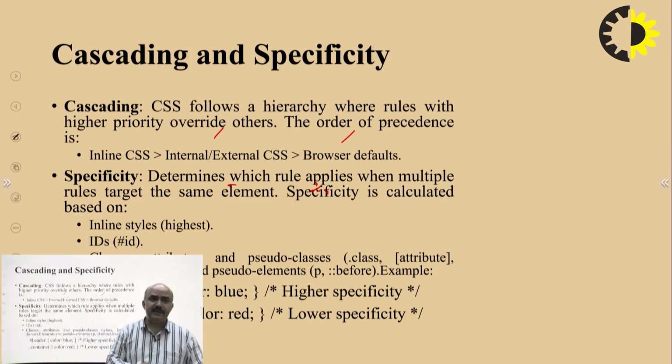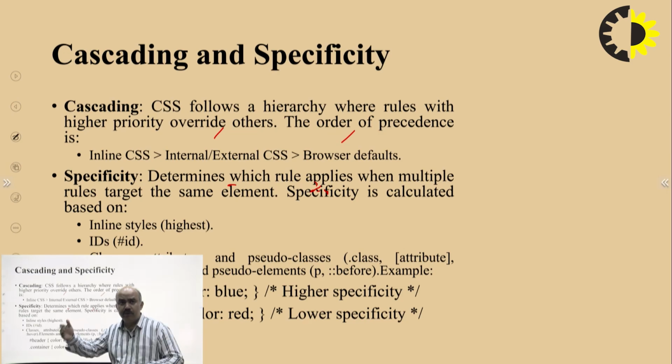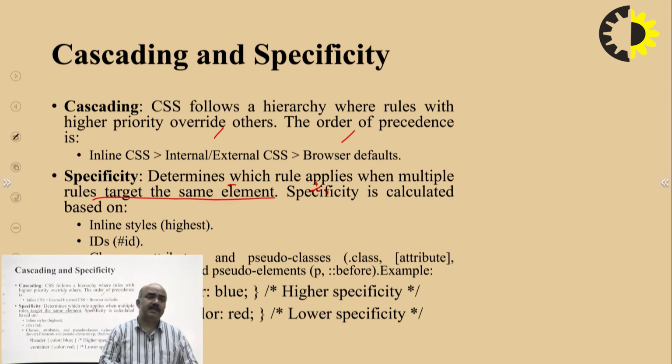Specificity basically determines which rules we have to apply when multiple rules are targeting the same element. It means, whether with inline CSS or external CSS, you are applying different colors to, let's suppose, the same tag or element. Now, which one will supersede the others?